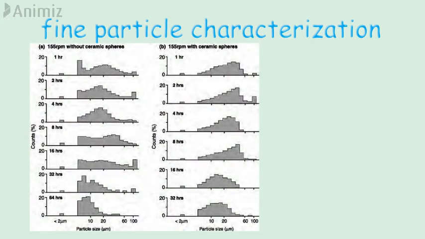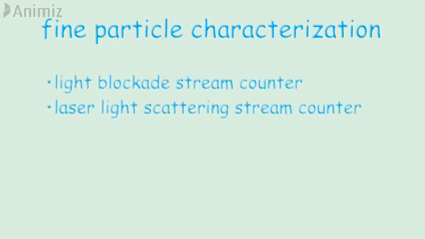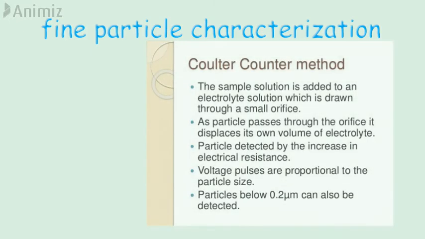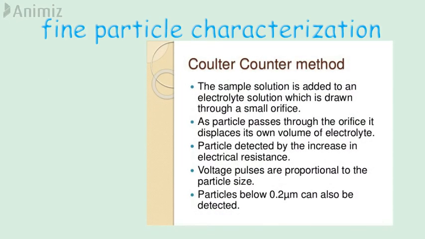Then the counter provides a histogram output within the limits of that particular aperture tube. Other stream counters are based on the principles of light blockade or laser light scattering for sizing each particle. We can conclude that a fluid suspension of particles passes through a sensing zone in which individual particles are electronically sized, counted and tabulated. It is the working principle of a stream scanning system.